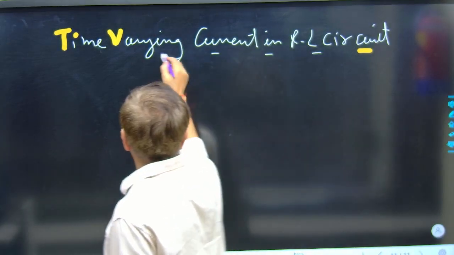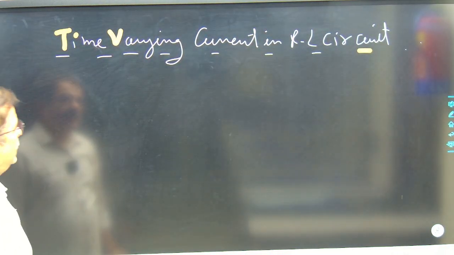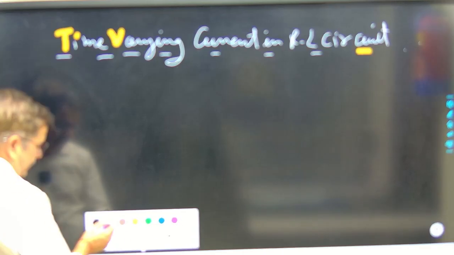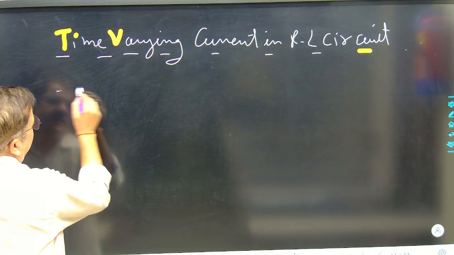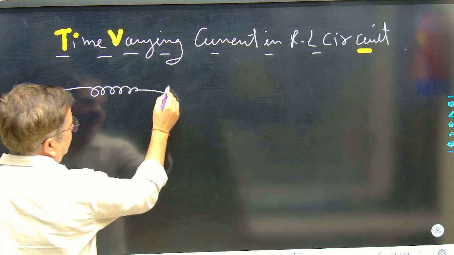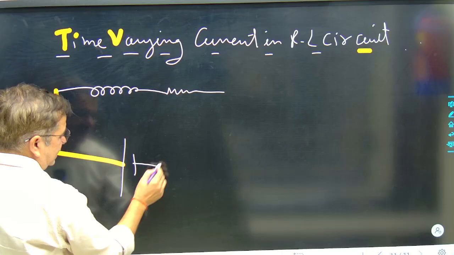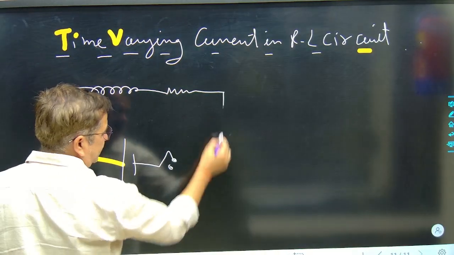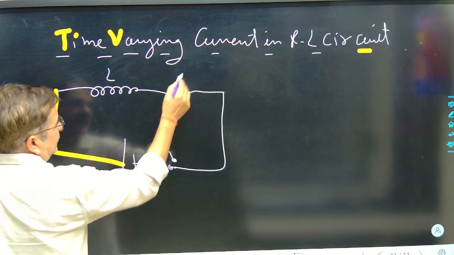What is the time varying current in an RL circuit? How is it defined? We can work it out. Suppose I have an inductor attached to a resistor, connected to a battery, and there is a switch. The arrangement is like this: a battery of EMF E, inductance L and resistance R.